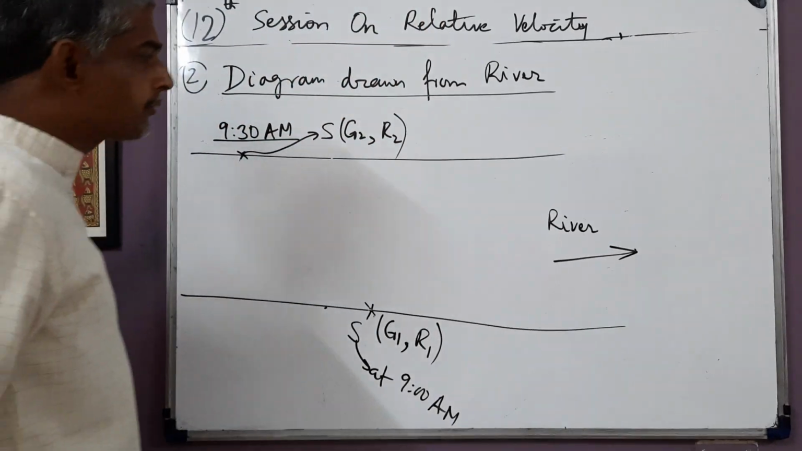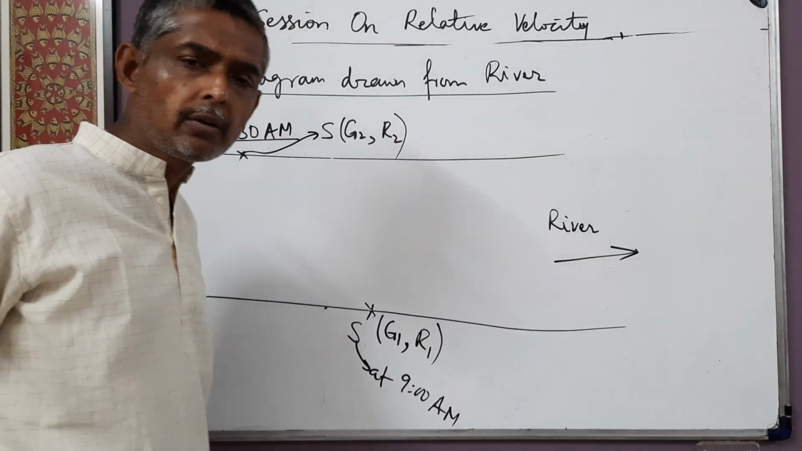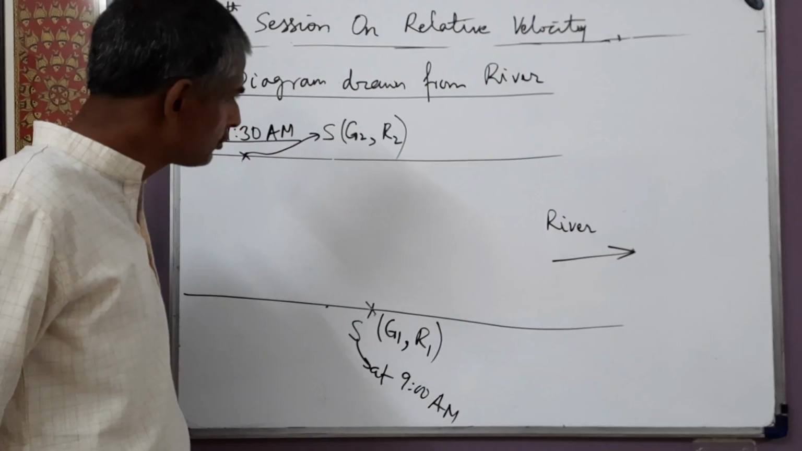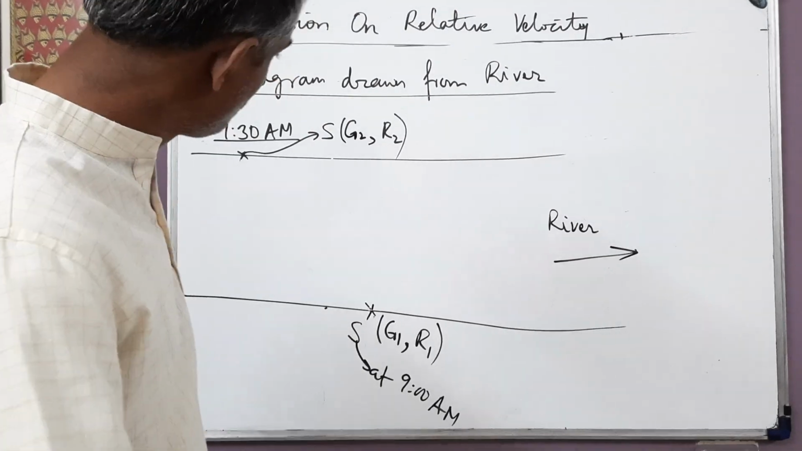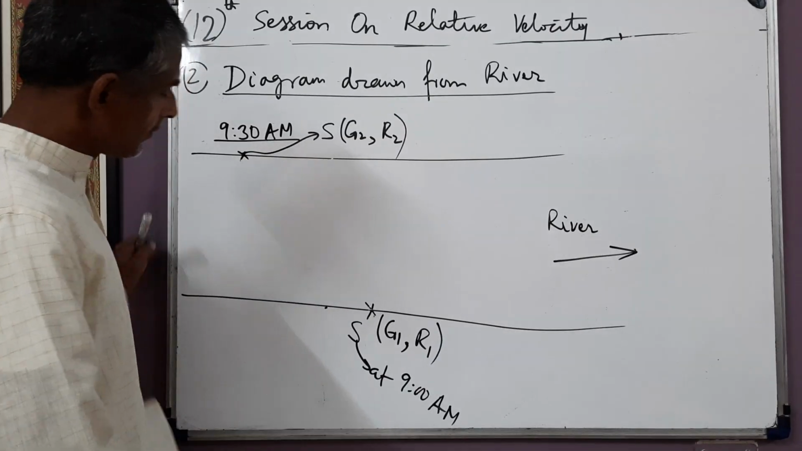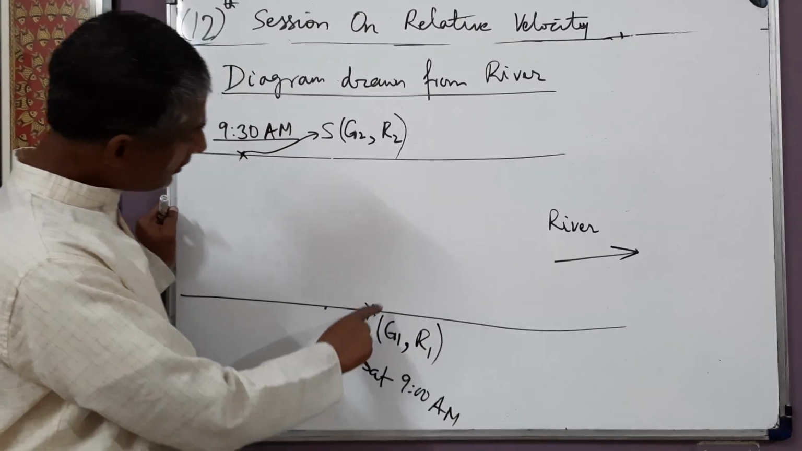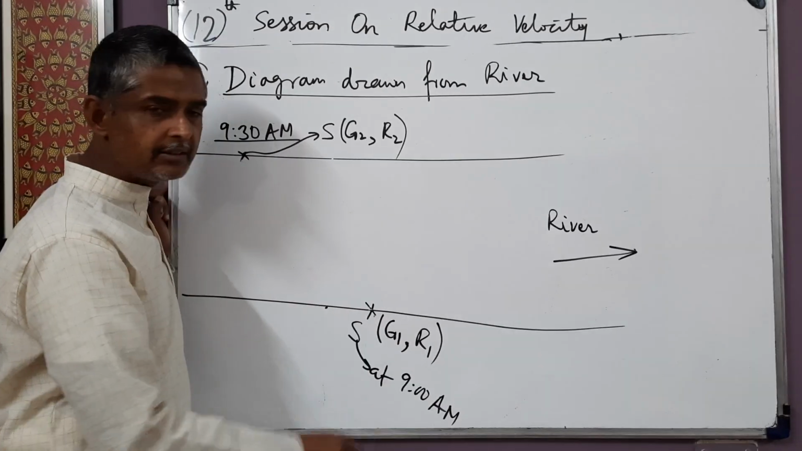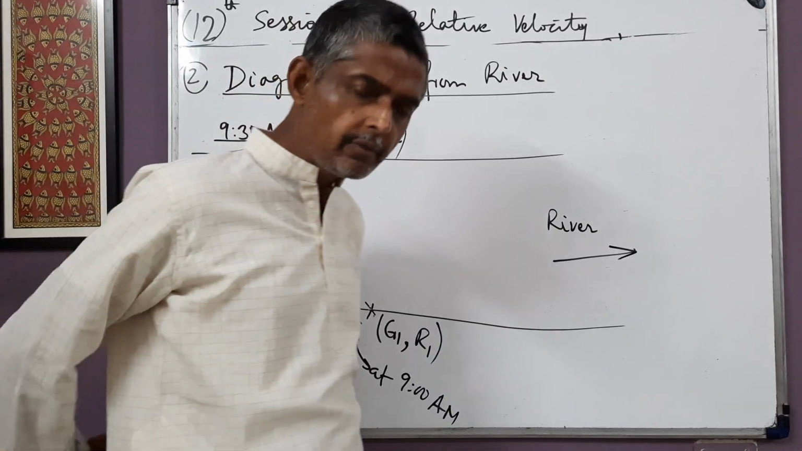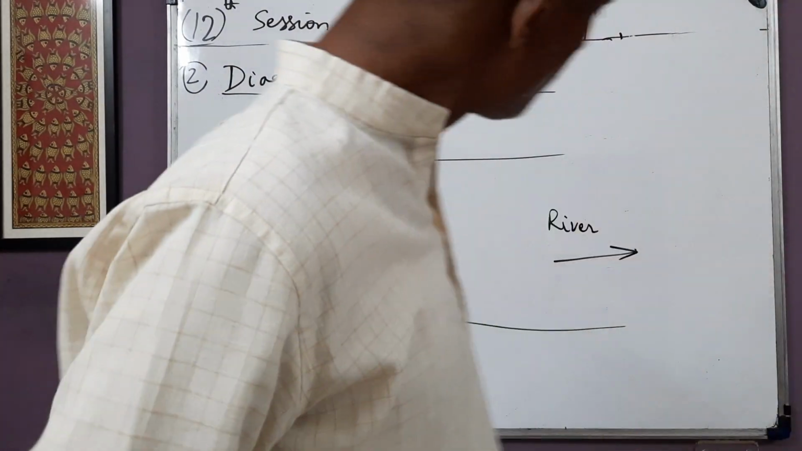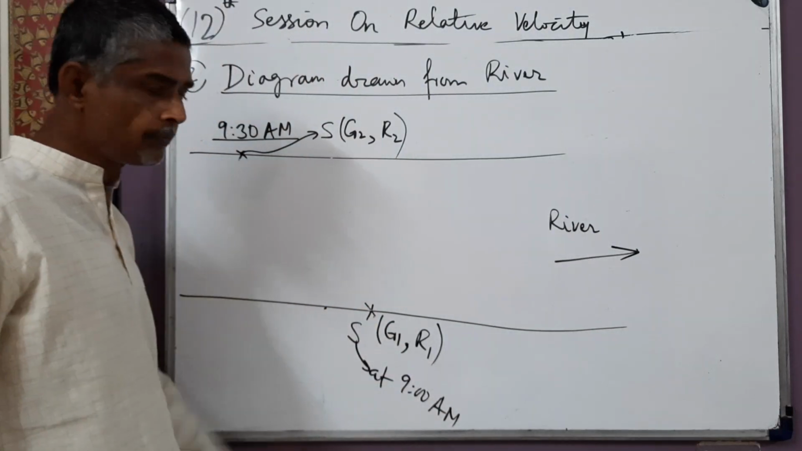Now we are drawing the diagram from the river. With respect to the river, the river is at rest, and R1 and R2 are rigidly connected to the river. So I'll just repeat it once again. We are finding the displacement of the swimmer with respect to the river, 9 am to 9:30 am. We have to see which locations of the river frame the swimmer occupies at these two instants. So these two locations are R1 and R2.